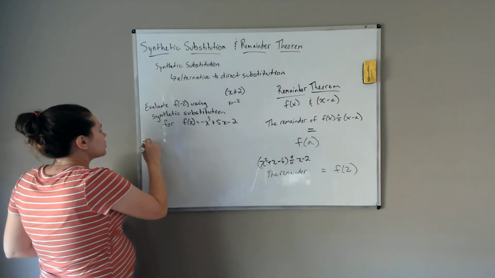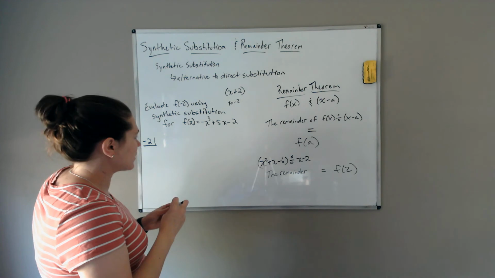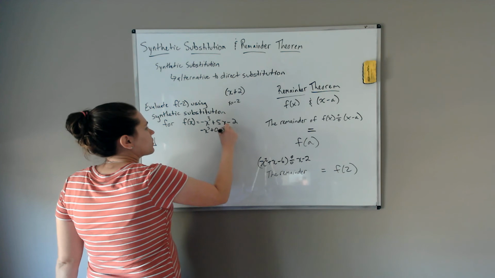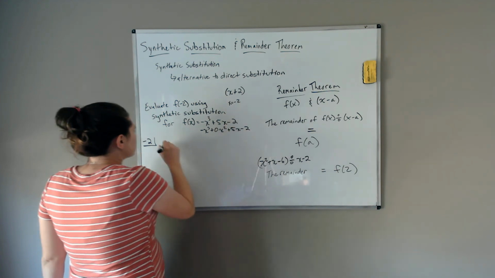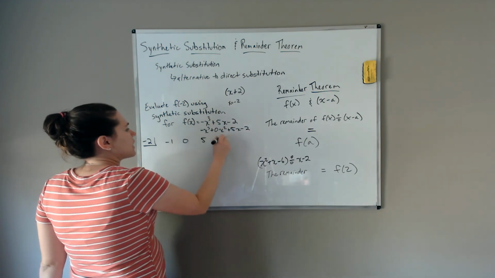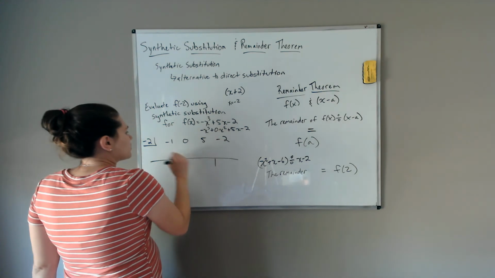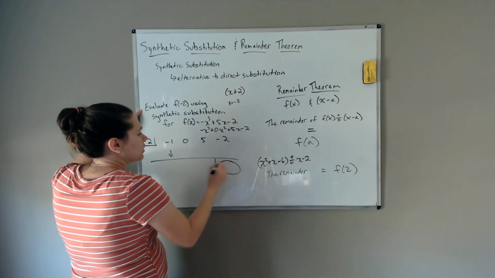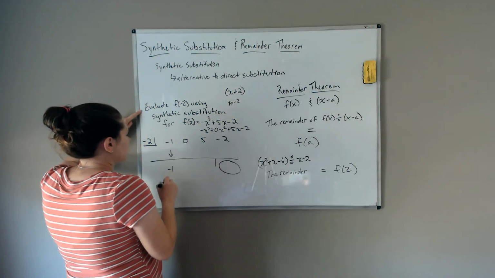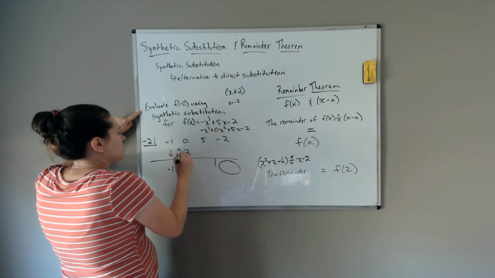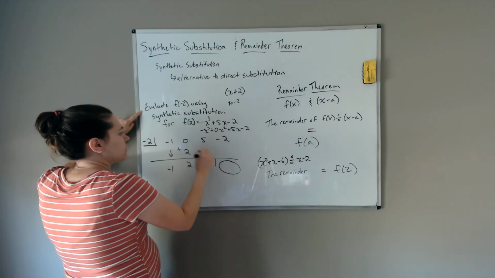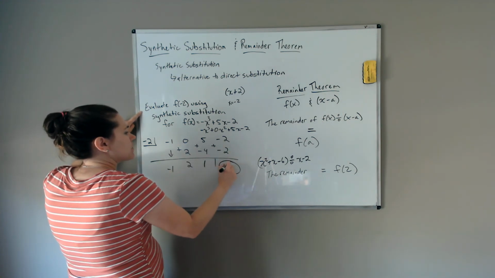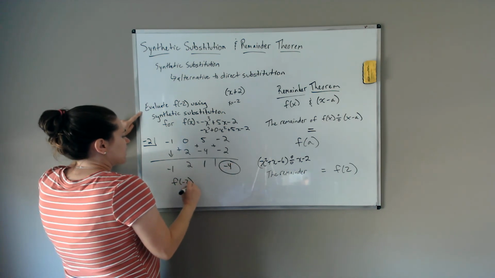So you put negative 2 in the box. Now you have to make sure, I need a placeholder here. This is negative x to the third plus 0x squared plus 5x minus 2. This is going to be negative 1, 0, 5, negative 2. And so remember, evaluating using synthetic substitution, all you're looking for is what's the remainder. So bring down negative 1. Negative 1 times negative 2 is 2. 0 plus 2 is 2. 2 times negative 2 is negative 4. 5 plus negative 4 is 1. 1 times negative 2 is negative 2. Add that up, you get negative 4. So f of negative 2 is negative 4.